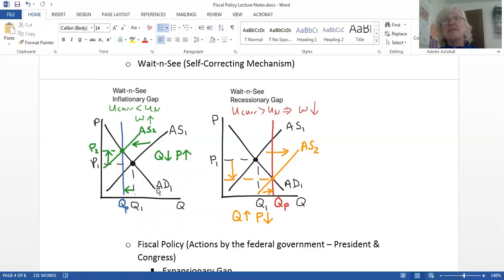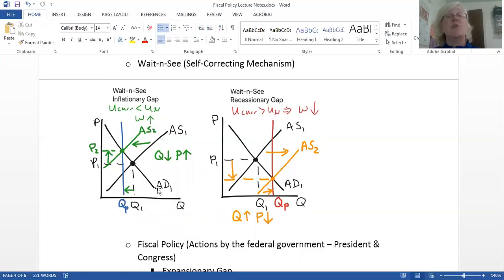So the wait and see approach shifts the aggregate supply curve. Very, very important. Hope you wrote that down. Hope you circled it, highlight, double star, triple star, whatever, okay? Wait and see approach, aggregate supply is going to shift. When we get to fiscal and monetary policy, aggregate demand is going to move. So make sure you're shifting the right curves. Okay, so here we go.